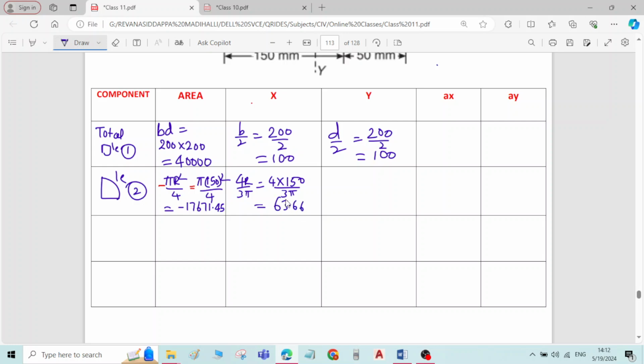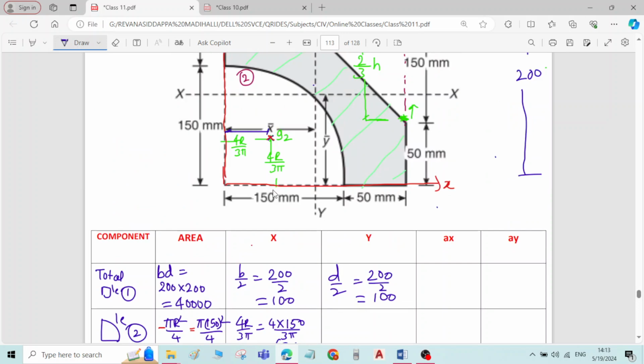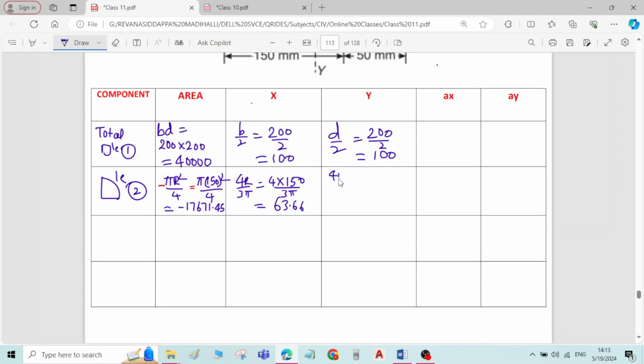Then coming to the y value for the quadrant, meaning the distance of G2 from the x-axis, it is directly 4r by 3 pi again. 4r by 3 pi, you will get the same answer, 63.66 mm.